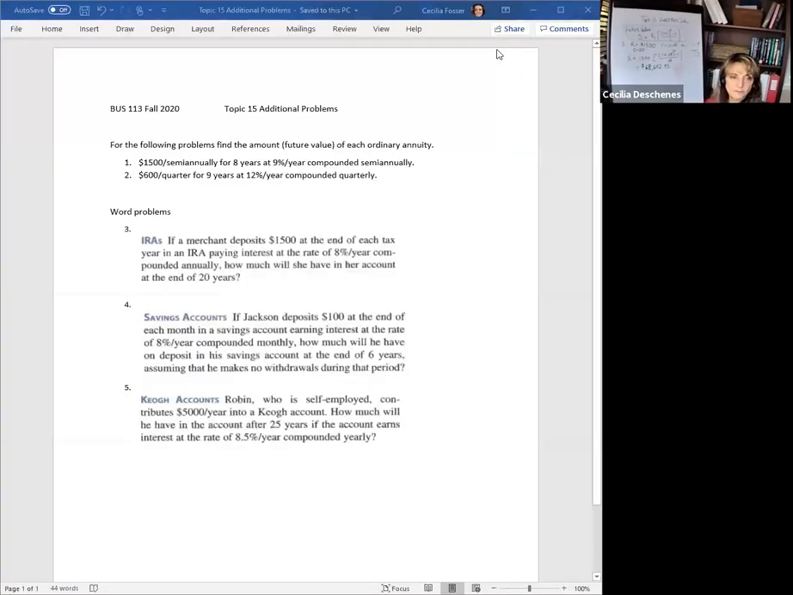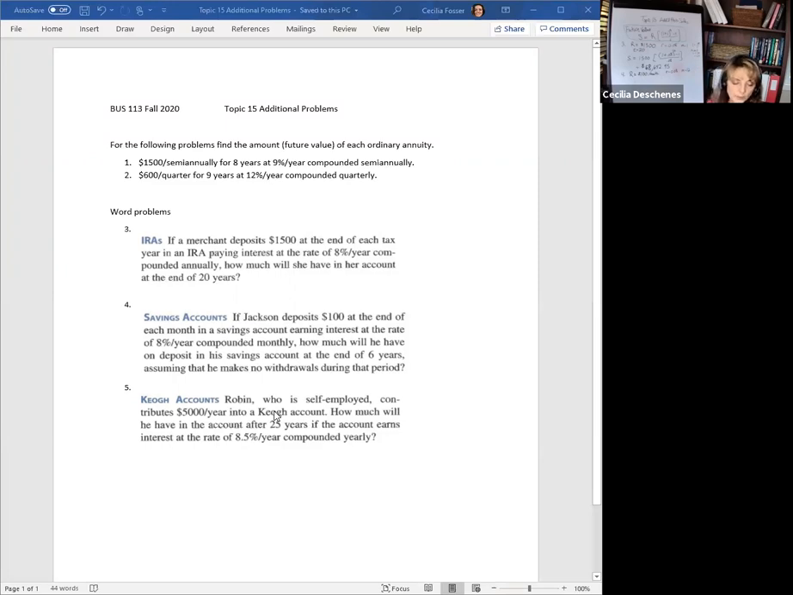Here we have a savings account question, number 4. This one says Jackson is going to deposit $100 at the end of each month, so R is $100 at the end of each month, in a savings account earning interest at the rate of 8% per year, which is compounded monthly. Again, it's an ordinary annuity, so how frequently he's making deposits is going to match the compounding. And if we're talking monthly, we mean 12 times a year.